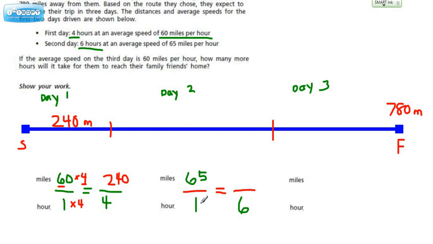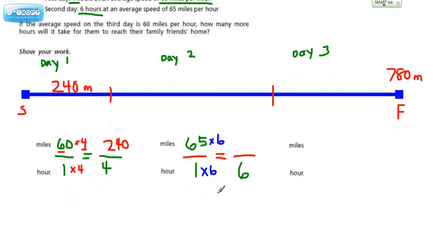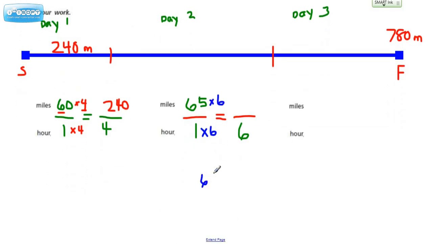Let's take advantage of the fact that this is compatible. 1 times 6 would give us 6. So we need to find 65 times 6. Make sure you're writing all this down on your piece of paper. So here we get the 30. This is 36 plus the 3 more. Makes that 390. All right, so day 2, they went 390 miles.